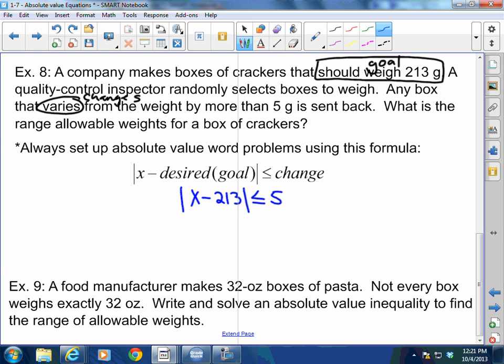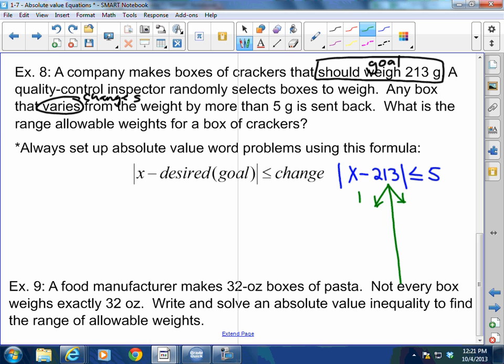Now, same as always, guys, let's go ahead and make a positive and a negative side. Positive side: x minus 213 is less than or equal to 5. Negative side: x minus 213 is greater than or equal to negative 5. I don't know if anyone noticed, but why did I flip the inequality there? Correct, because I multiplied that side by a negative. Whenever you multiply or divide an inequality by a negative, you must flip the inequality.